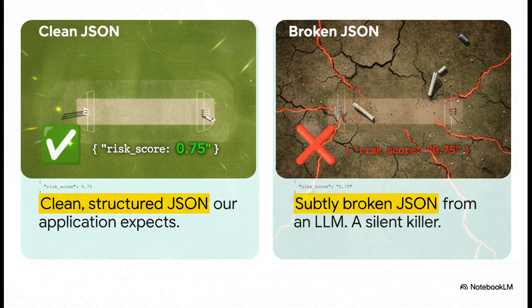On the left, you've got this perfect JSON our app is hoping for. It's clean, it's structured, all the data types are right. But on the right, yeah, that's what an LLM might spit back at you. It looks almost perfect, right? But take a closer look at that risk score. It's a string, not a number. This tiny little thing, it's a ticking time bomb. It can lead to silent data corruption or just crash your entire app at the worst possible time.